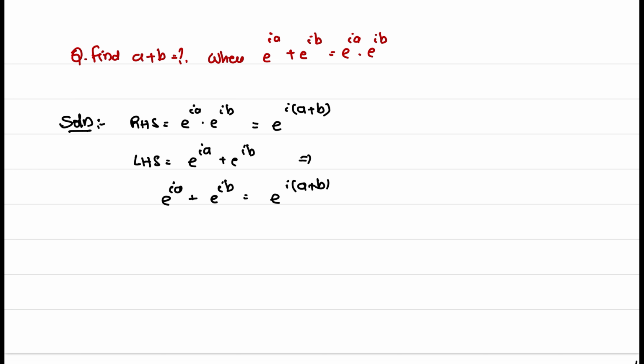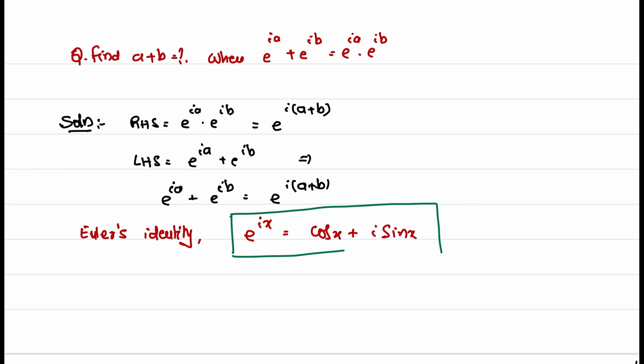We will use the Euler identity. What is Euler identity? e to the power of ix is equal to cos x plus i into sin x. This is the Euler identity. Please remember this. Very important identity in complex numbers. e to the power of ix is equal to cos x plus i sin x. If x is theta, e to the power of i theta is equal to cos theta plus i sin theta. Very important.